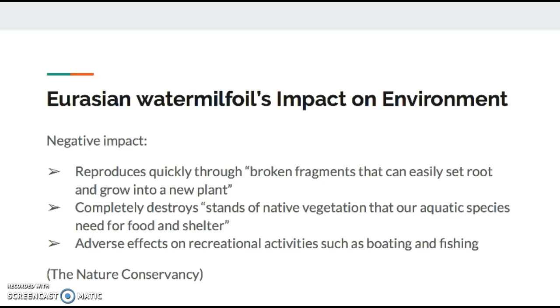The Eurasian watermilfoil's impact on the environment. Of course, being an invasive species, it has a negative impact on the environment. It reproduces quickly through broken fragments that can easily set root and grow into a new plant. It completely destroys stands of native vegetation that our aquatic species need for food and shelter. And it has adverse effects on recreational activities such as boating and fishing.